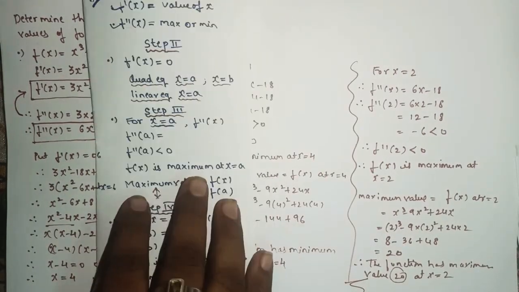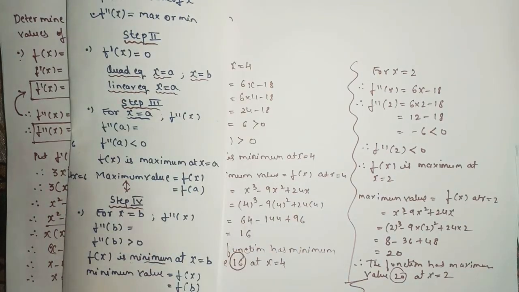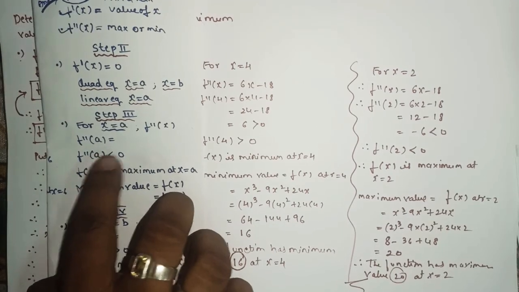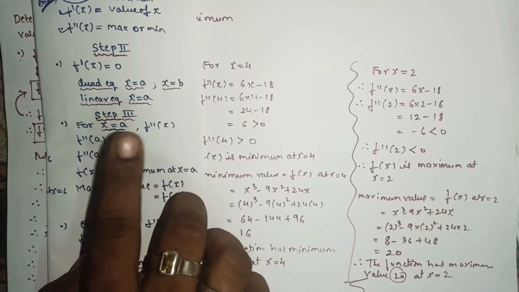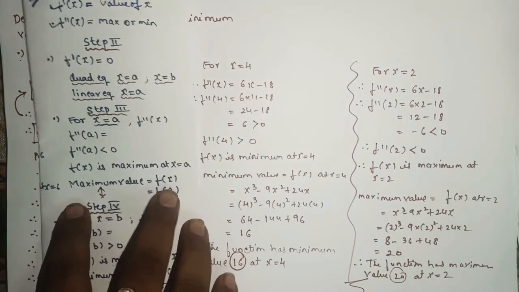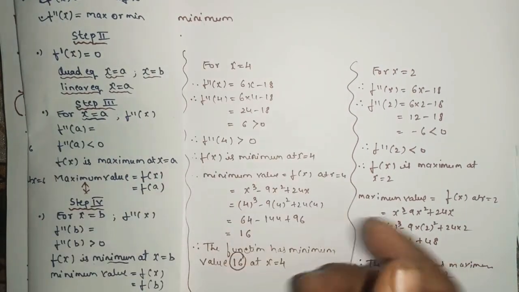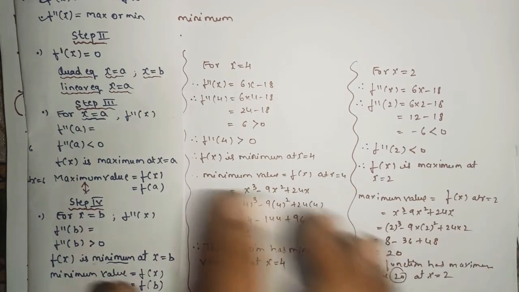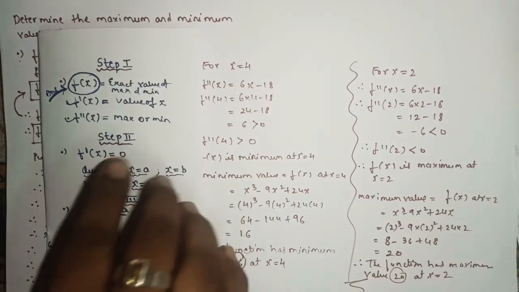So we'll move on to the next step. After that, step number 3 and 4 is what? We'll take the first and the second value, we'll put them in the second derivative to check at which particular point the function is maxima or minima, and to get the exact answer of maxima and minima, we'll put the value in f of x.